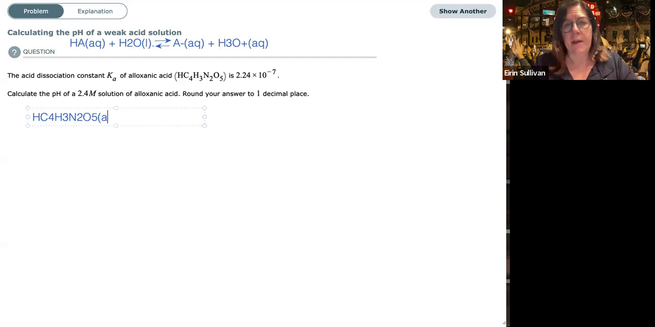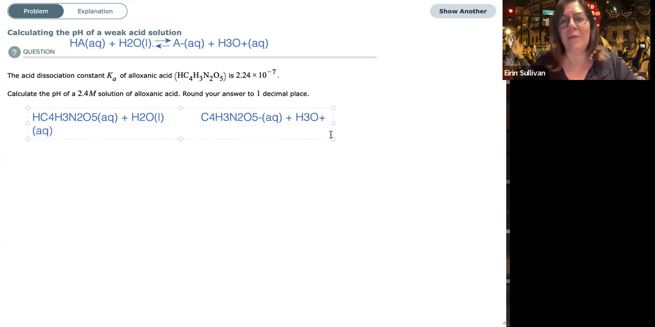HC4H3N2O5. That will donate a proton to the water, and we will end up forming its conjugate base. So what do we have after we've lost a proton? We're just going to have the C4H3N2O5 minus anion, probably the aloxate anion. I don't know, it probably has a name. Do we need to know it? No, we do not. And we'll leave it at that.